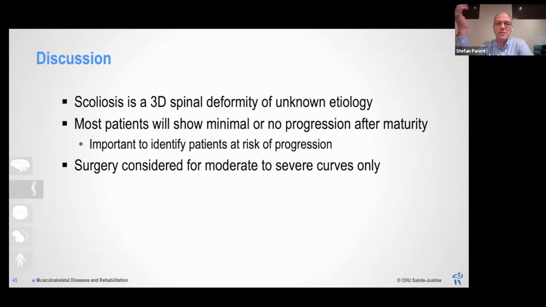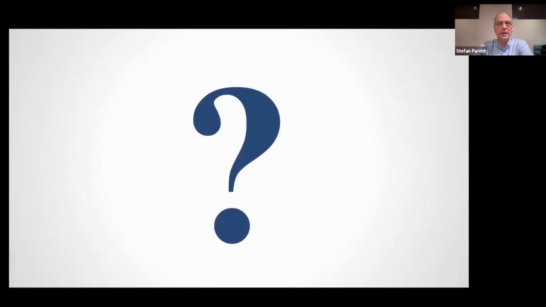Before I leave you, scoliosis is a 3D spinal deformity of unknown etiology. Most patients will show minimal or no progression after maturity. So it's really important to identify patients at risk of progression, and surgery is considered for moderate to severe curves only. And then, yeah, I'll pass it on.